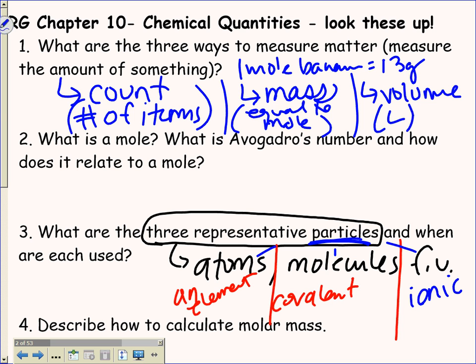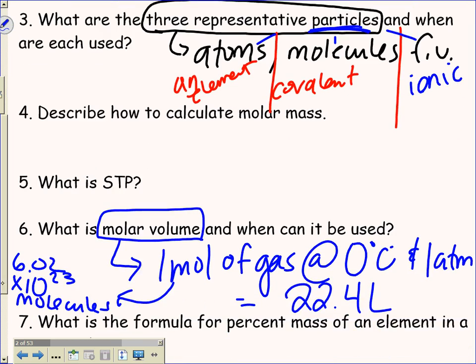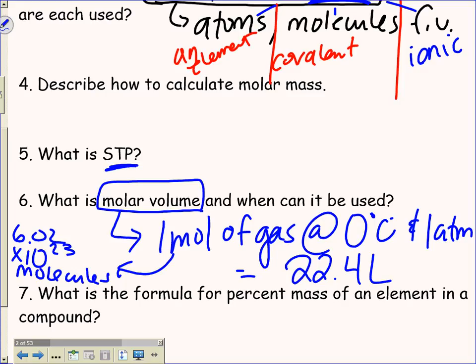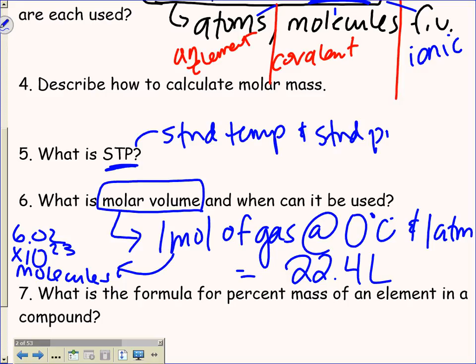We're getting to them. Okay, last thing I want to talk about is, what does STP mean? It means standard temperature and standard pressure. Have we talked about a temperature and pressure yet? Yeah, what did we write down? Okay, so that gas at STP, or the gas at 0 degrees Celsius. What's that in Kelvin?